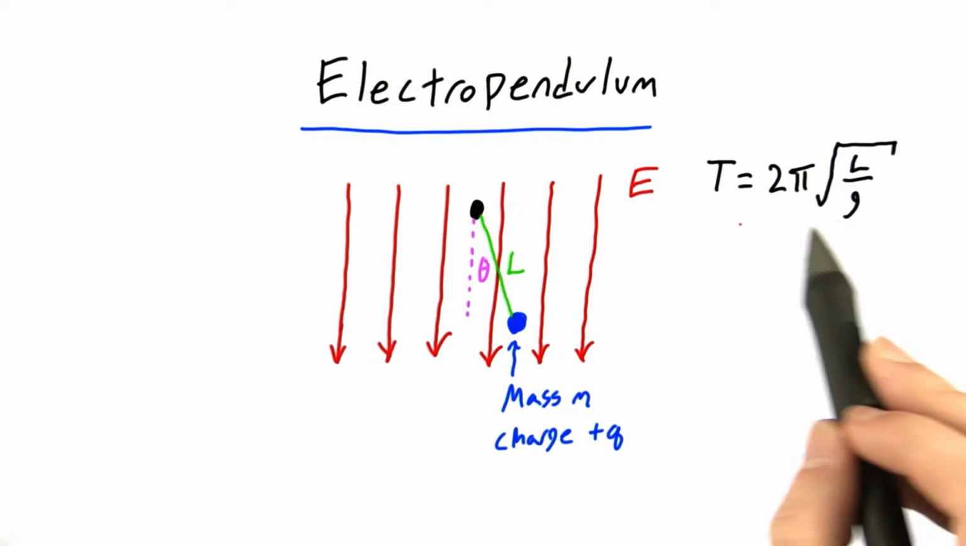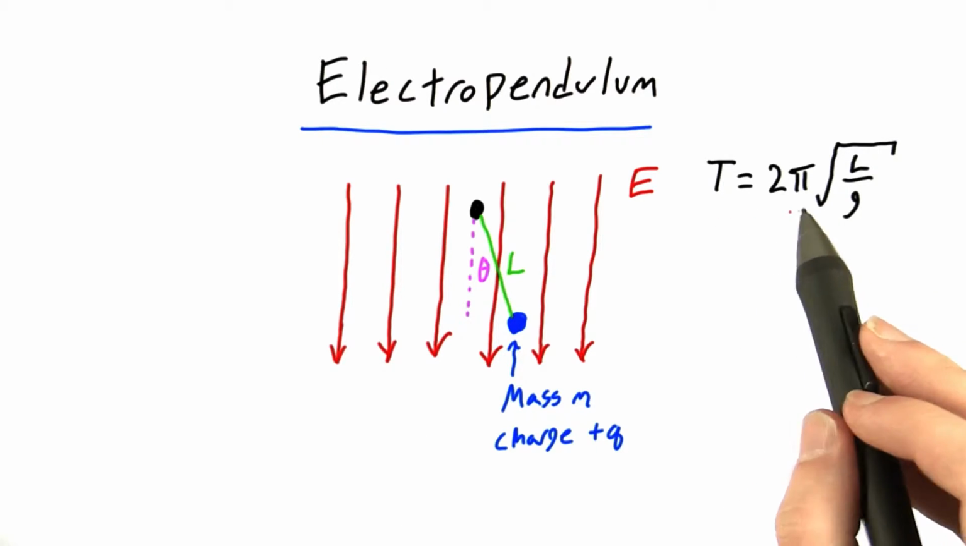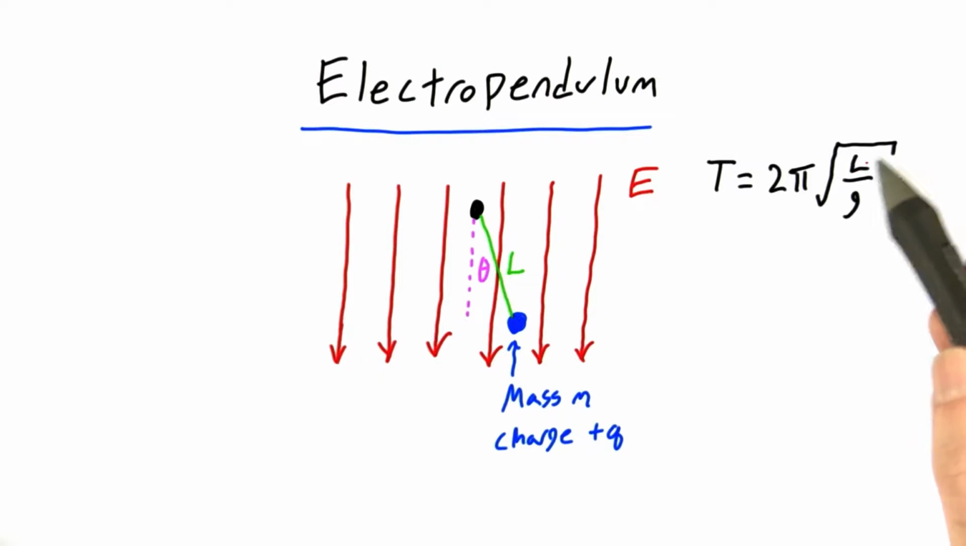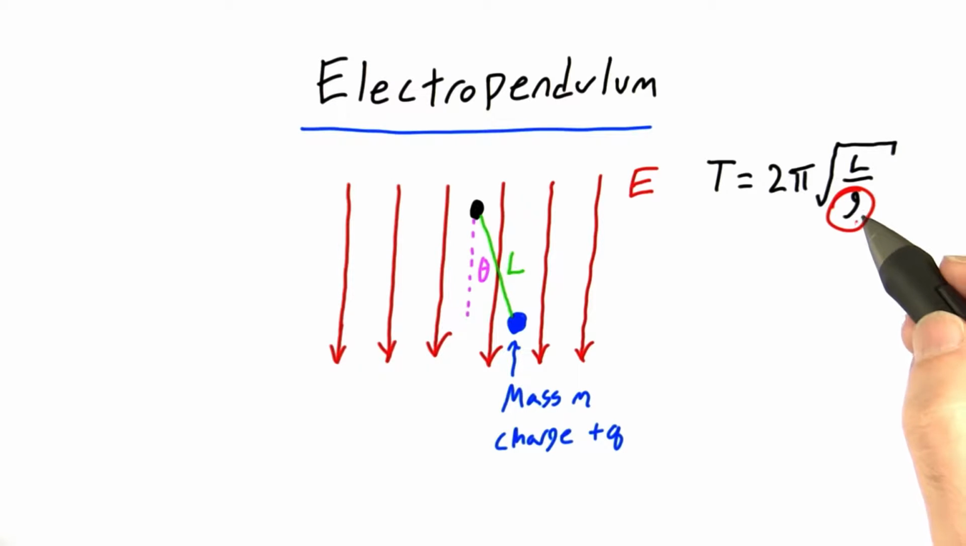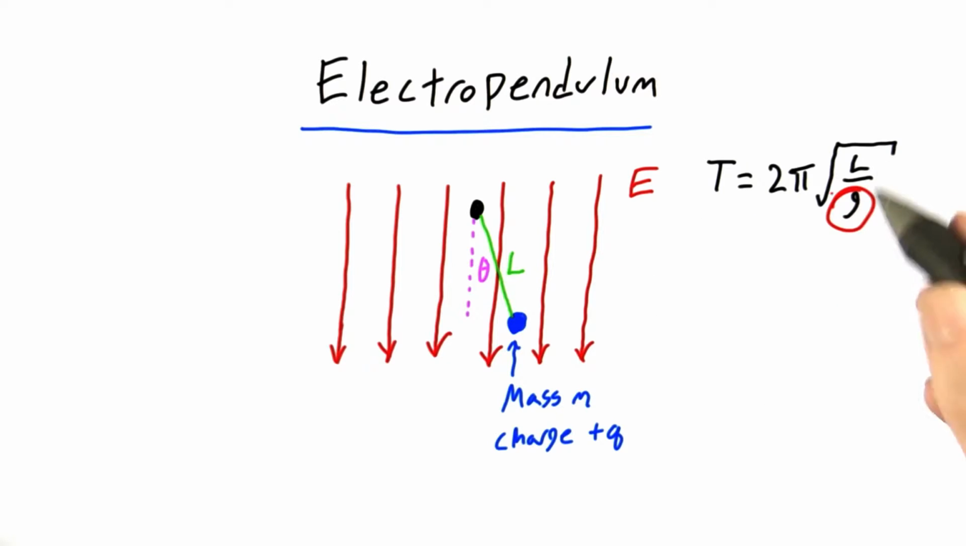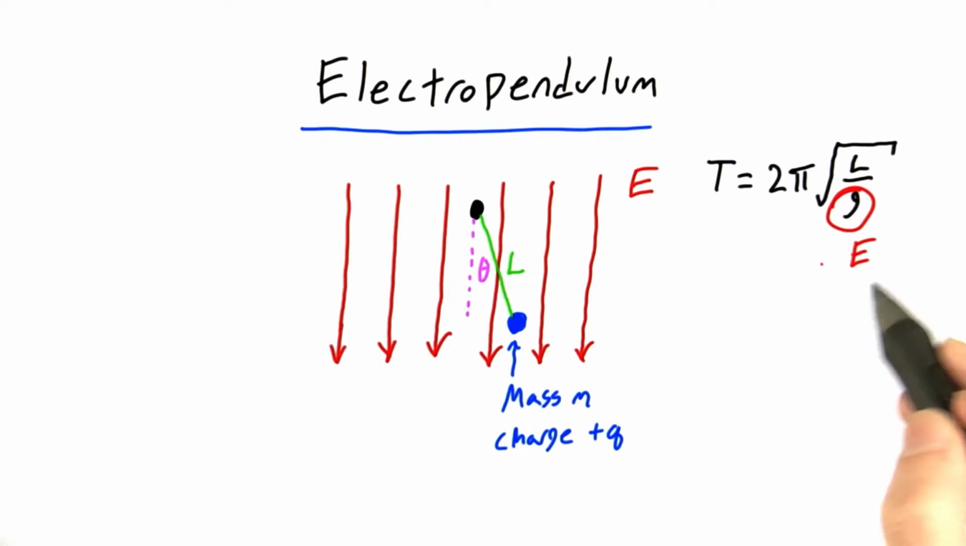So in the last unit, we found that the period of a pendulum is equal to 2 pi times the square root of the length of the pendulum over g. And this seems all well and good, except we don't know what g is here. Now it's tempting to say, well, this is gravitational field strength, so because we're dealing with an electric field, we should just replace this with the electric field strength, but this turns out to be a wrong assumption.